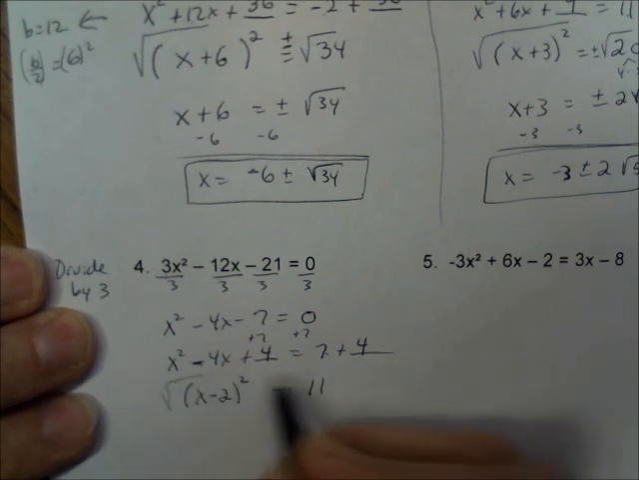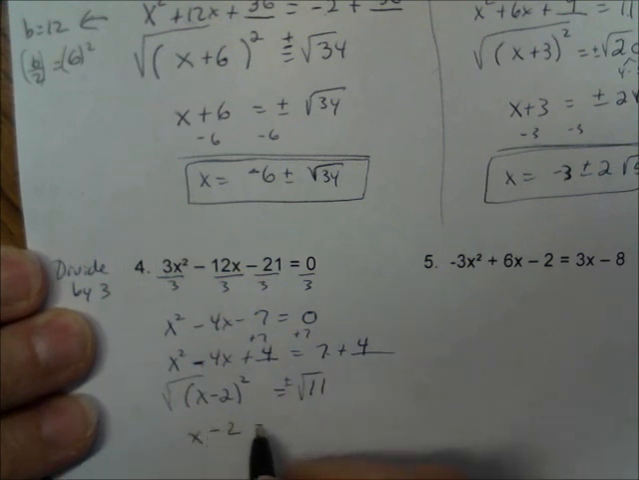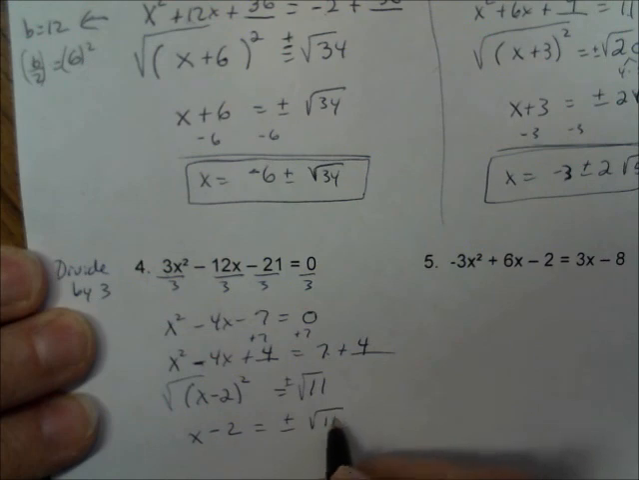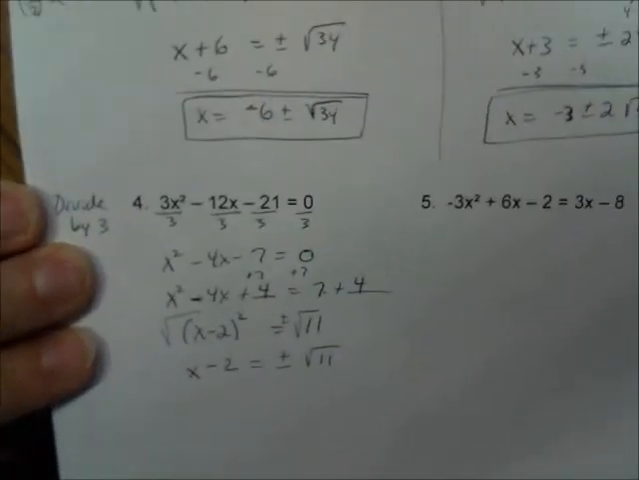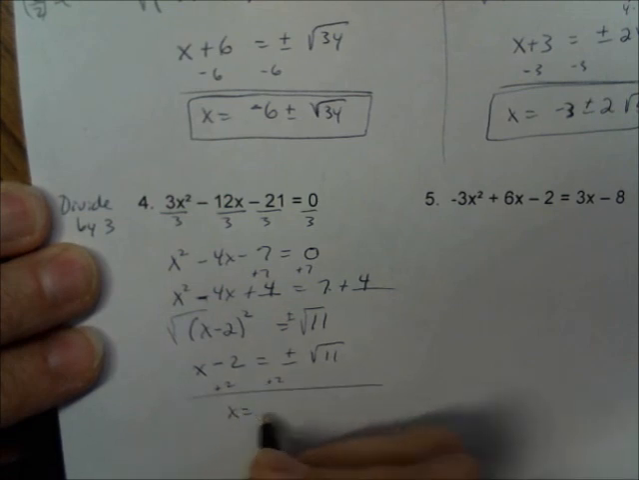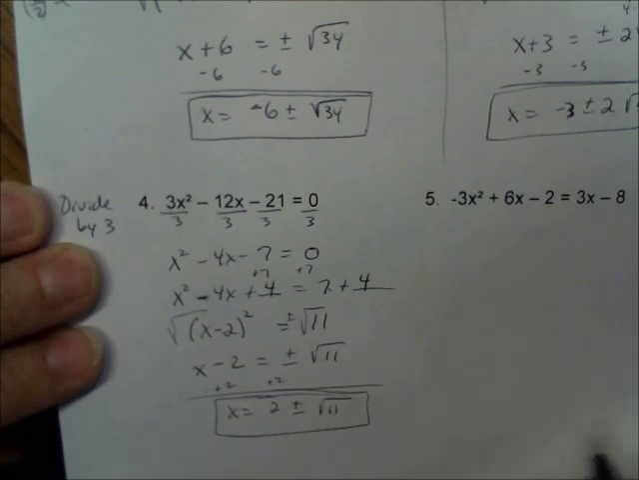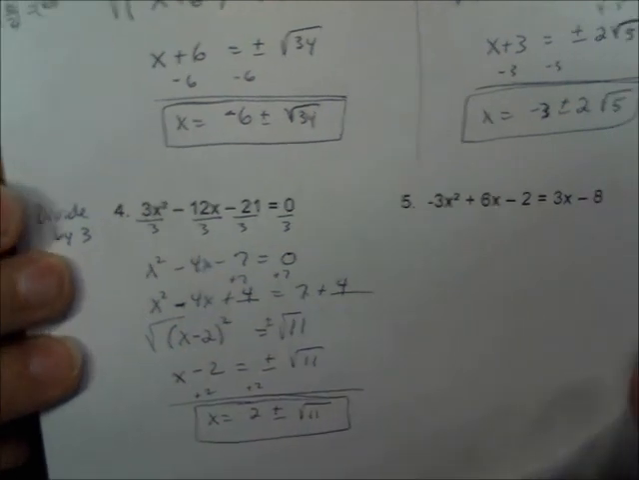And then you're going to take the square root over here. It's plus and minus the square root of 11. So this becomes x minus 2 is equal to plus or minus the square root of 11. And then the last step is just to add 2 to both sides, and you get x is equal to 2 plus or minus the square root of 11. There are two answers here: 2 plus the square root of 11, 2 minus the square root of 11.